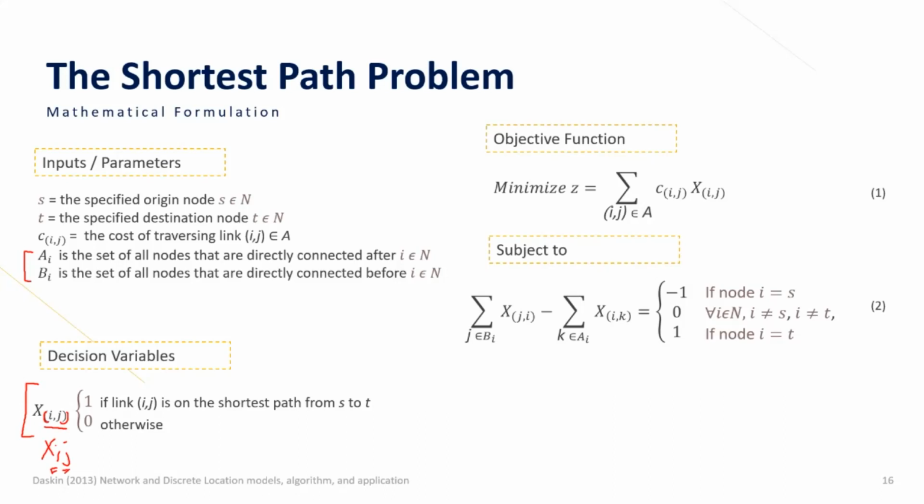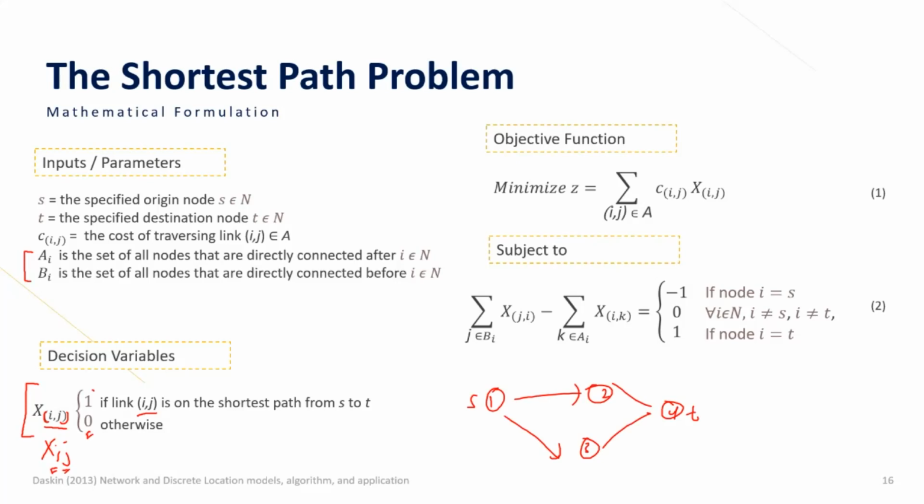A pair that represents a link from i to j. If this link is being used, the value of the decision variable is 1, but if not, it will be 0. For example, like this. This is 1, 2, 3, 4. Let's say we want to find the start node here and the finish node here. We want to find the shortest path from 1 to 4. There are two options, right? 1 to 2 to 4, 1 to 3 to 4.